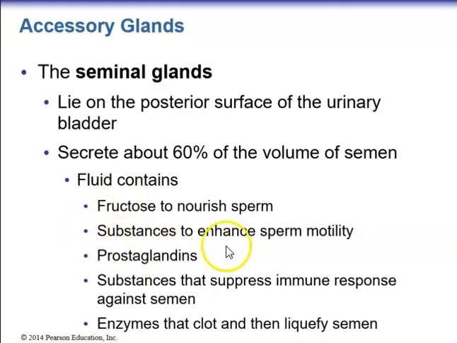Fructose and other substances will enhance the sperm motility. There's also prostaglandins, and then substances that will suppress the immune response against semen, and then enzymes that clot and then liquefy semen. So seminal glands secrete basically the Red Bull, provide the Red Bull for the semen to give it its wings and allow it to have energy to swim up the penis, through the vagina to the uterus, and hopefully meet up to fertilize an egg.